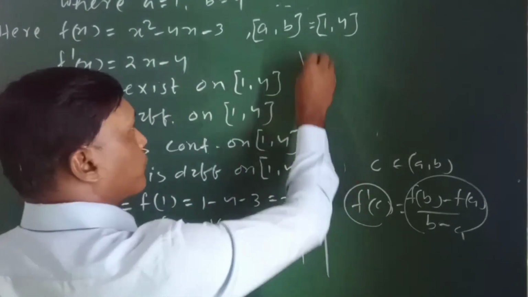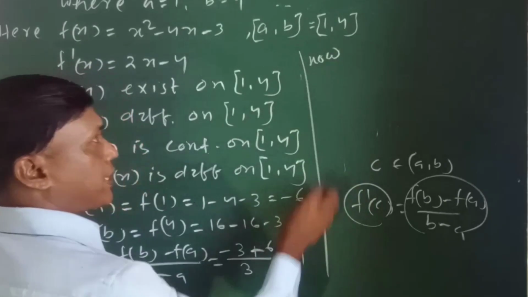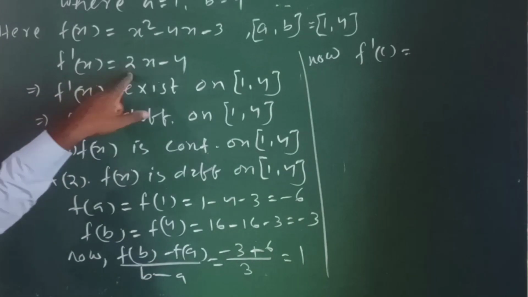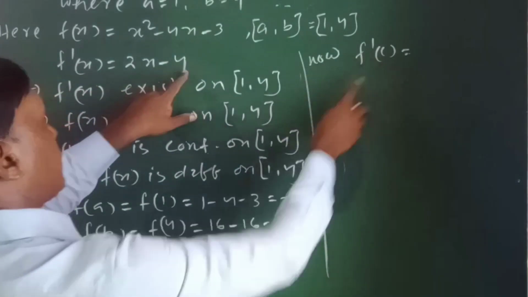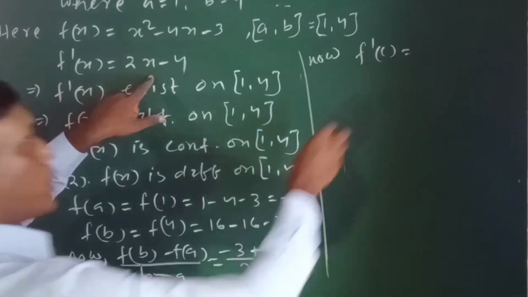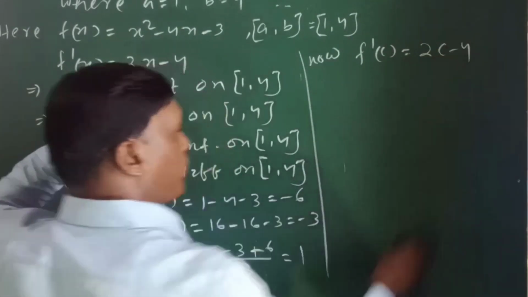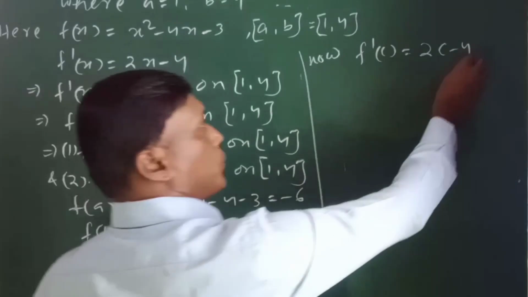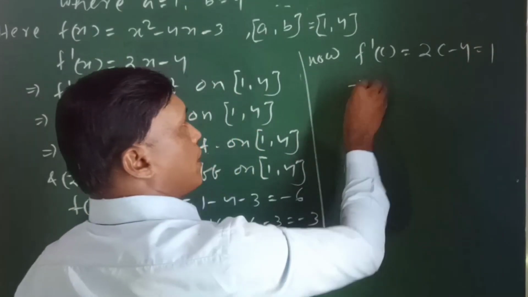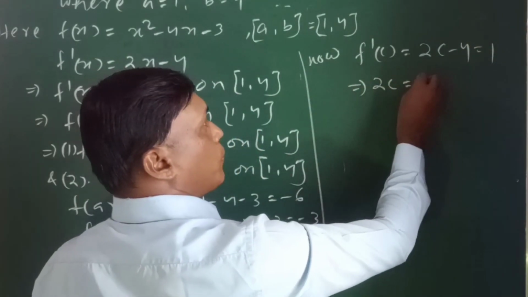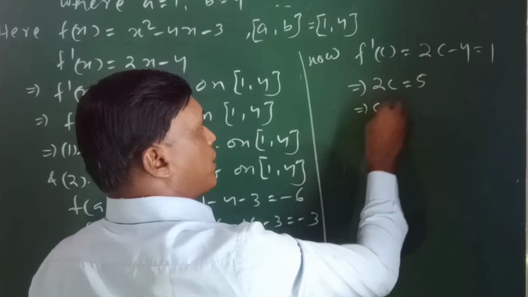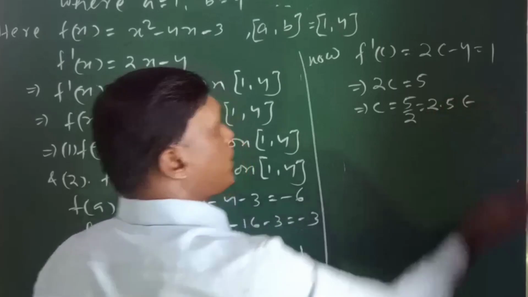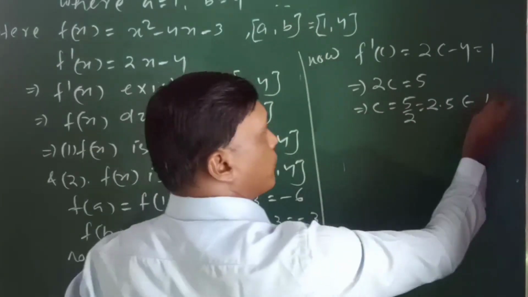Now to find f dash c, here f dash x is 2x minus 4. So f dash c is equal to, put x equal to c, 2c minus 4. And f dash c is equal to this much, that means 1. So this 2c minus 4 is 1, which implies 2c is equal to 5, which implies c is equal to 5 by 2, that means 2.5, which belongs to (1, 4).